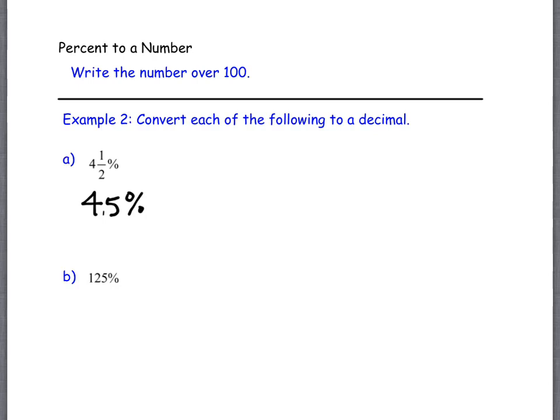So what we want to do on this one is take the value and place the value over 100. Well, dividing by 100 is the same as doing what? Yeah, moving the decimal 2 to the left. So if I move this decimal 2 to the left, what do I get?